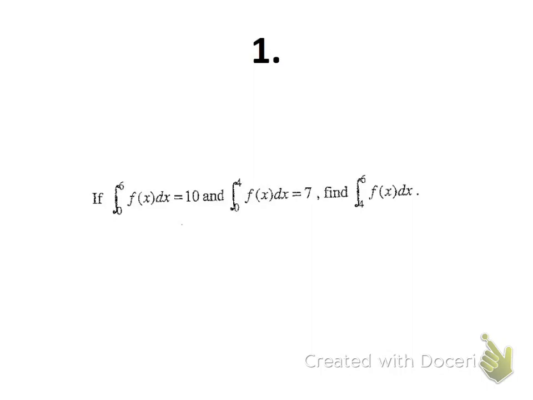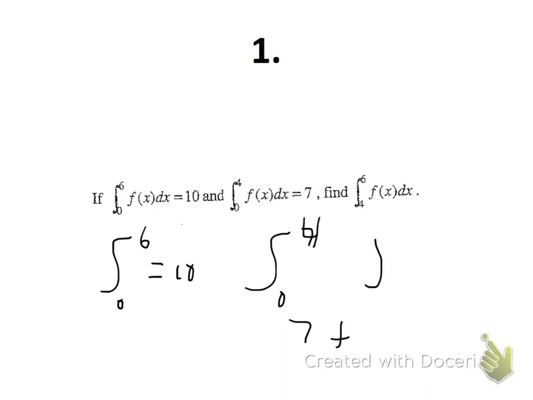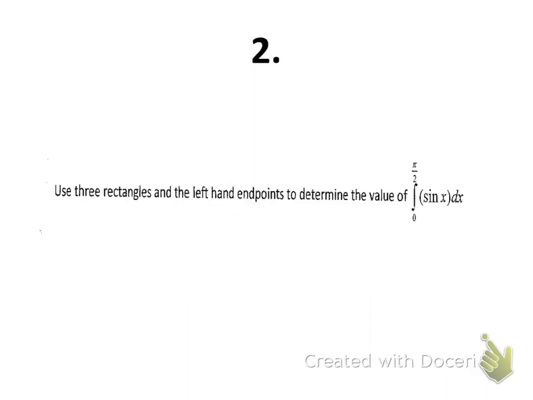Are you comfortable with that one? How we set up? So I said from 0 to 6, it's 10. So from 0 to 4, it's 7. So that's 7 plus what? And from 4 to 6, 7 plus what gives me 10? We good? All right. If you get one like that, be ready to rock and roll with it.